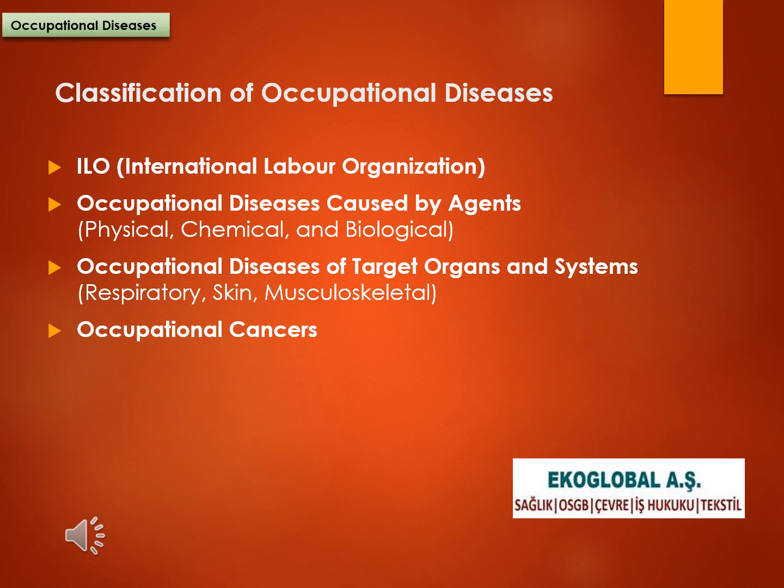The International Labor Organization (ILO) classifies occupational diseases into three main categories: diseases caused by agents, including physical, chemical, and biological hazards; diseases affecting specific organs and systems, such as the respiratory system, skin, and musculoskeletal system; and occupational cancers, malignancies directly linked to workplace exposures.